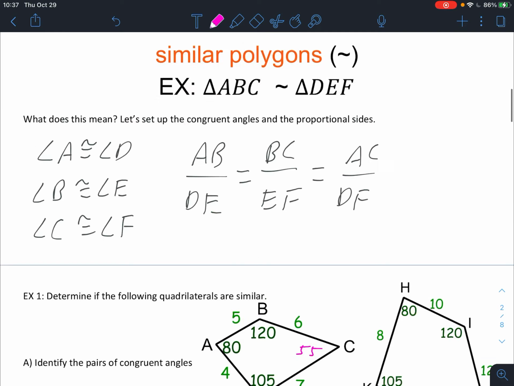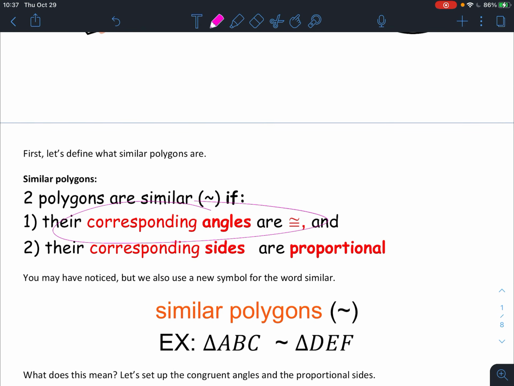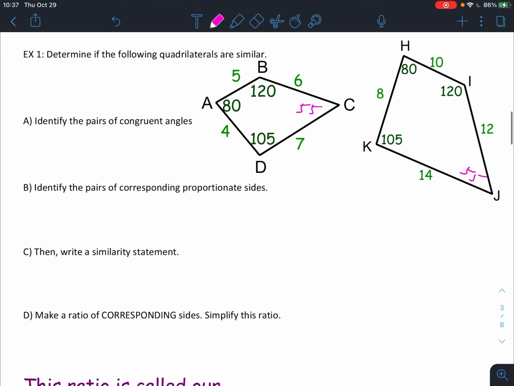So the first step is making sure the angles are congruent. We got that correct. All right. So now we have to check and see if all the sides are similar. But let's write the answer for part A here first. Angle A is congruent to angle H. Angle B is congruent to angle I. Angle D is congruent to angle K, and angle C is congruent to angle J.